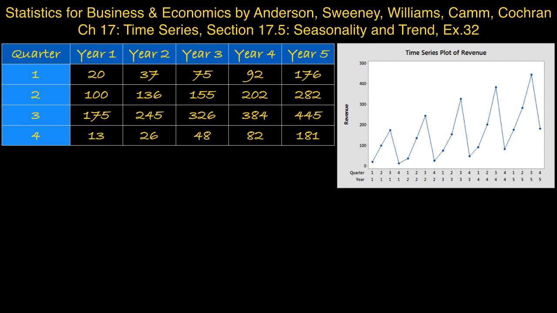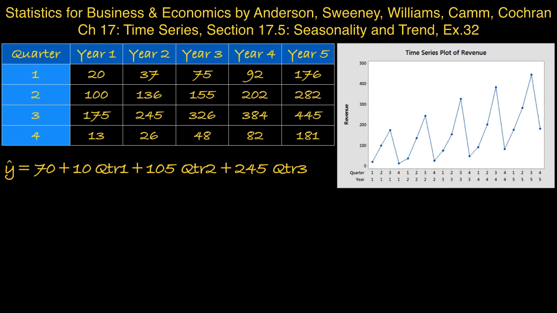Use the following dummy variables to develop an estimated regression equation to account for seasonal effects in the data. Quarter 1 is 1 for quarter 1 and 0 otherwise, quarter 2 is 1 for quarter 2 and 0 otherwise, and quarter 3 is 1 for quarter 3 and 0 otherwise. So in other words, quarter 4 is going to be the reference level in this example.